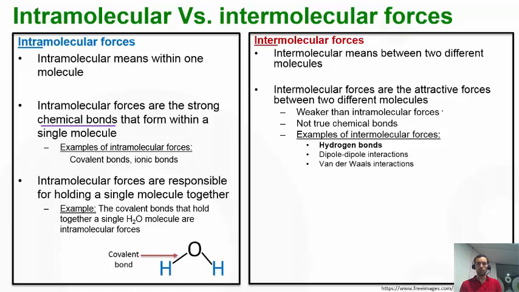A key characteristic of the intermolecular forces is that they are weaker than intramolecular forces. This is because they're not true chemical bonds. That means they're not as strong at holding the two components together. There are a few different types of intermolecular forces, including hydrogen bonds, dipole-dipole interactions, and van der Waals interactions.